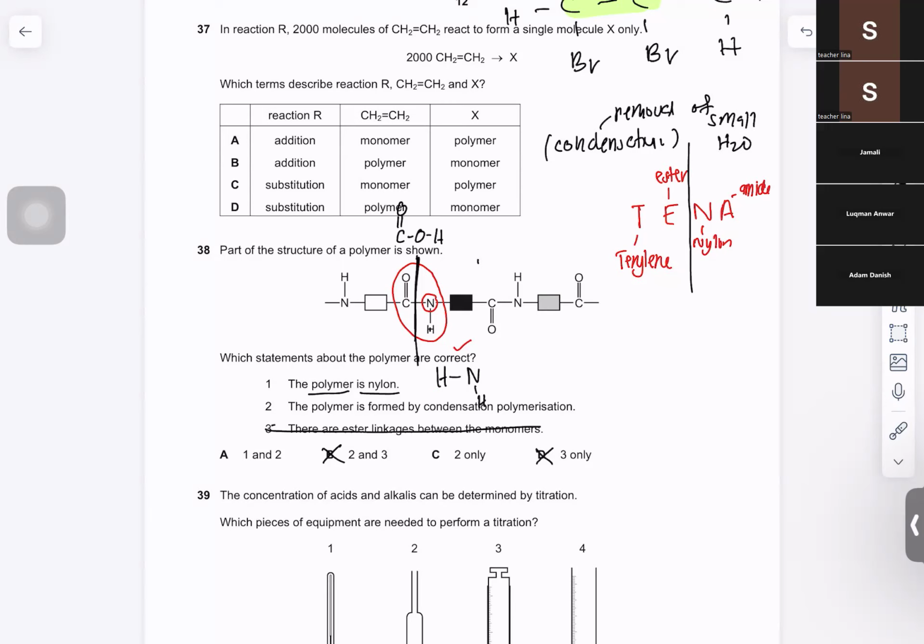Okay, so now number 2 is correct. So 1, 2 and 2. Now the polymer is a nylon. If you see the amide linkage, so this is the amide linkage. So one of the polymers we can call a nylon. But third one is C double bond O. So number 1 and number 2, answer A.